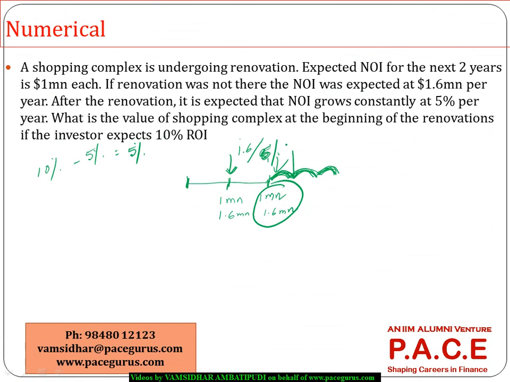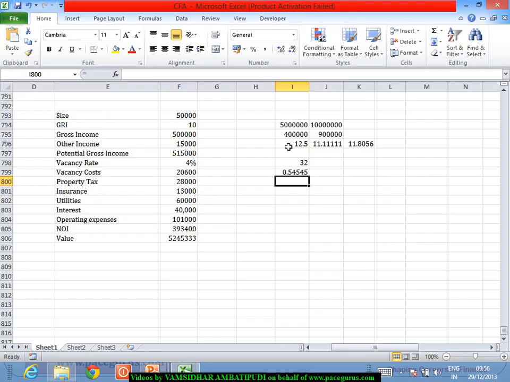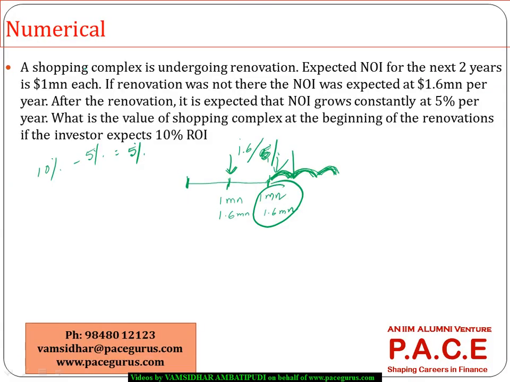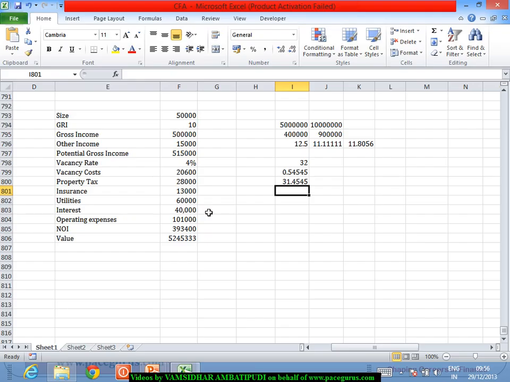So the present value of the cost of renovation is going to be around 0.45 million, which means the value of the property post the renovation is going to be only 31.45 million as of this date. And in this year I am expecting 1 more million to be generated, so 32.45 million is the value after 1 year. So I can find out the present value as of the current year.